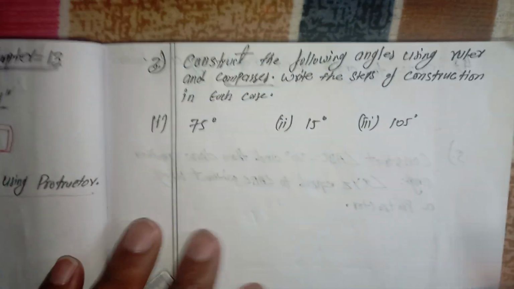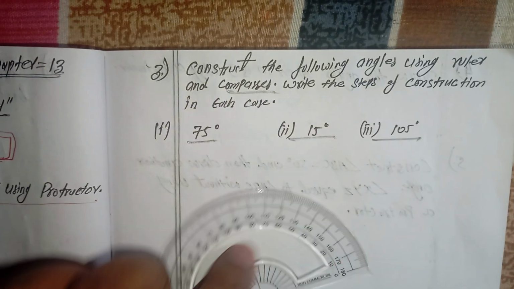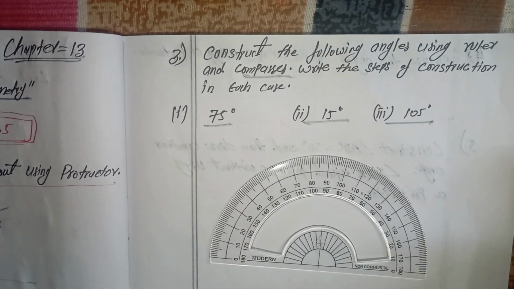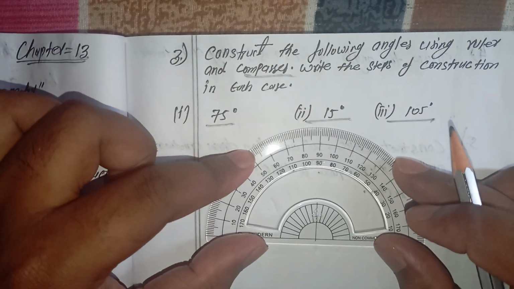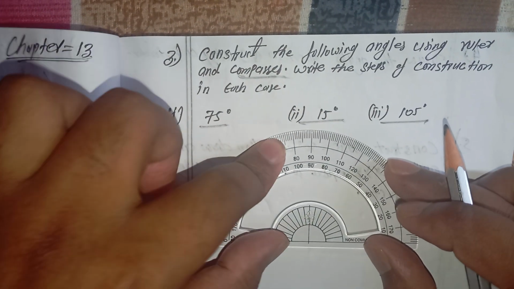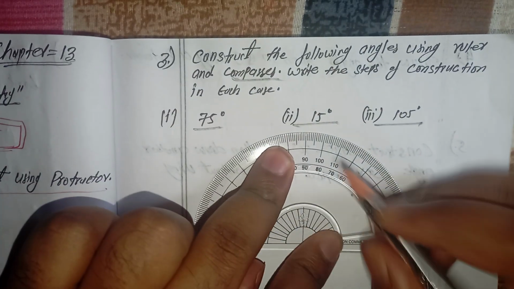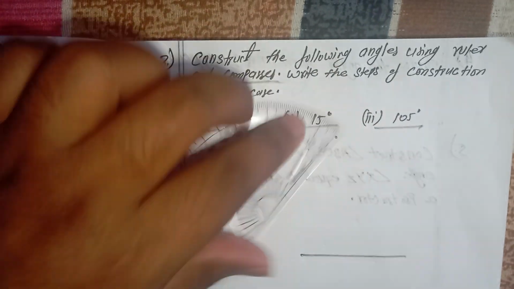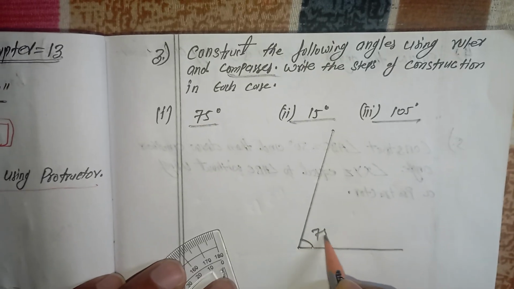Okay, now we have to make the angles 75, 15 and 105 using this. Let's do the first question, which is 75 degrees. This is the angle. Put one line here, and then after 75 degrees, put a mark like that. This is the 75 degree angle.